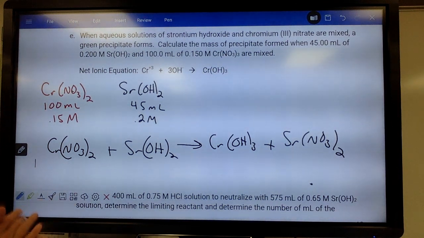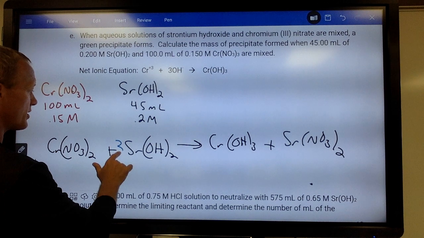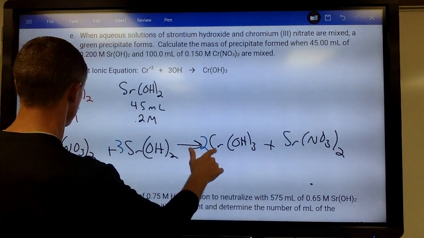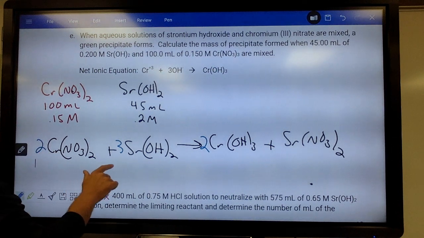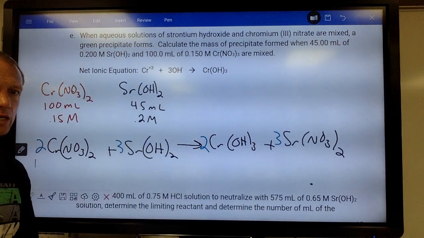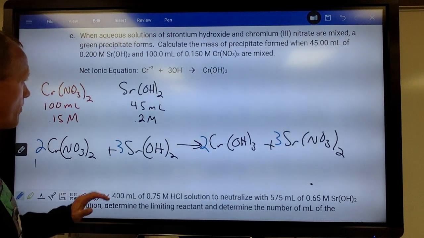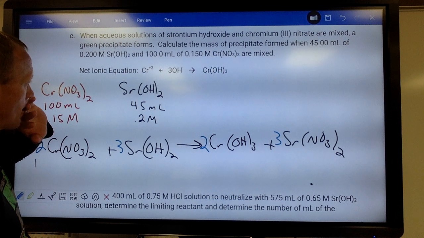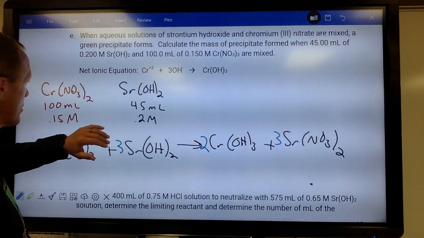out, we would have to put a 3 in front of this to get 6 hydroxides, a 2 in front of that to get 6 hydroxides there. That gives us 2 chromiums and 3 strontiums. So now there's our balanced equation. Knowing that this is my limiting, we've already figured out this is my limiting here.